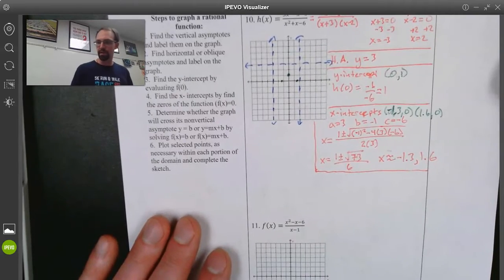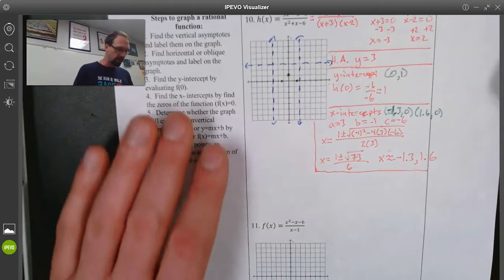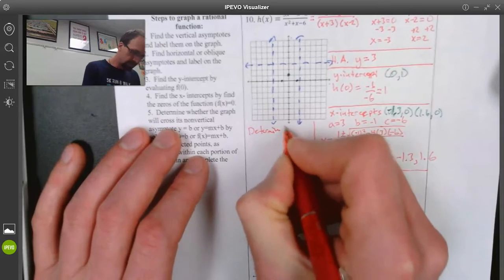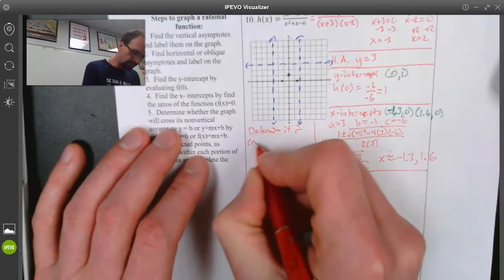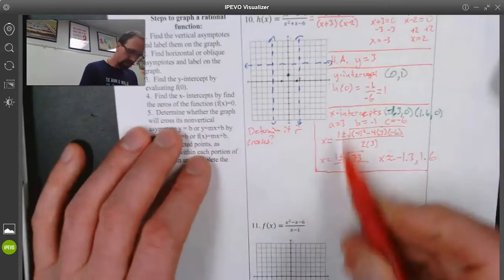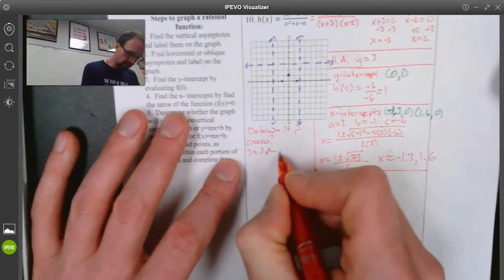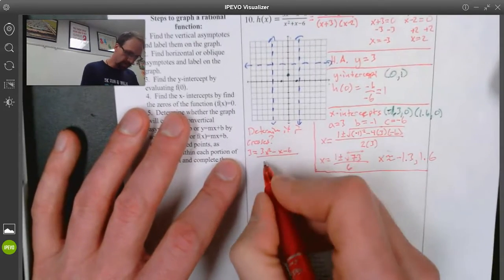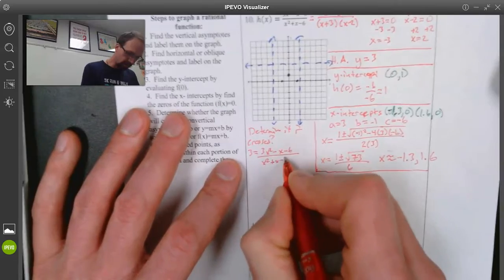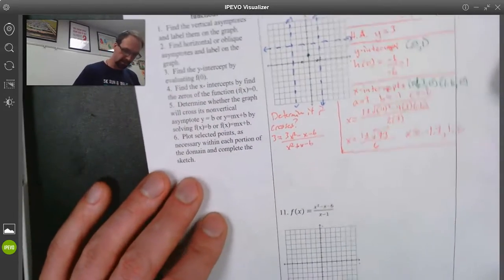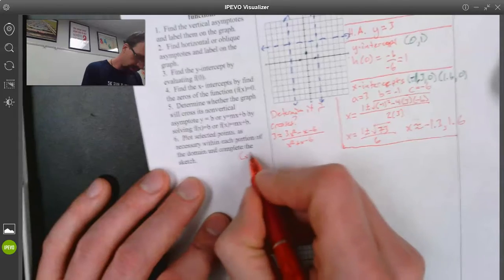Now we want to determine if the graph crosses the horizontal asymptote. So I'm going to set 3 equal to 3x squared minus x minus 6 over x squared plus x minus 6. So I need to multiply both sides by that x squared plus x minus 6, which we've done.